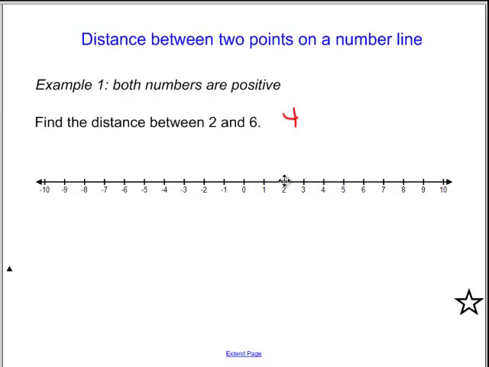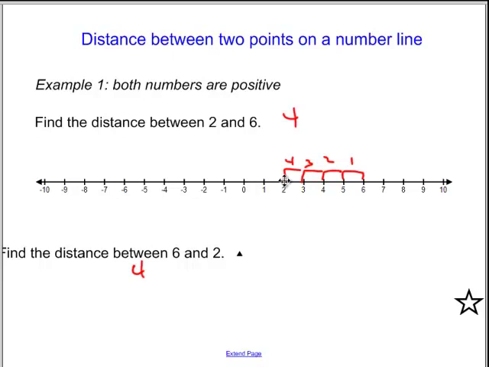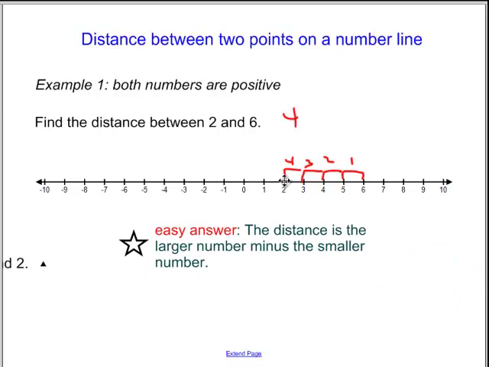Okay, that's well and good. What about the distance between 6 and 2? Even though I'm starting at 6, in order to get back to 2, I'm still going to take 1, 2, 3, 4 steps. So the distance between 2 and 6 is the same as the distance between 6 and 2. Both of those are 4. What is my easy answer? The distance is the larger number minus the smaller number. In this case, my larger number is 6. My smaller number is 2. The distance between 2 and 6 is 4.